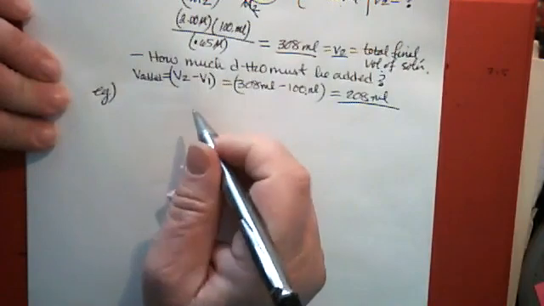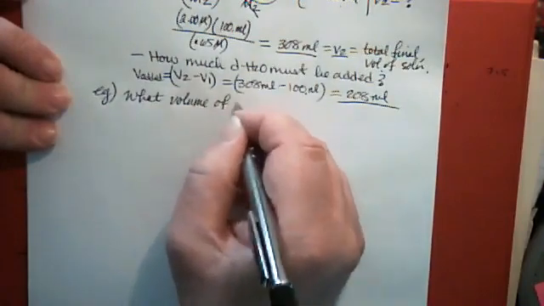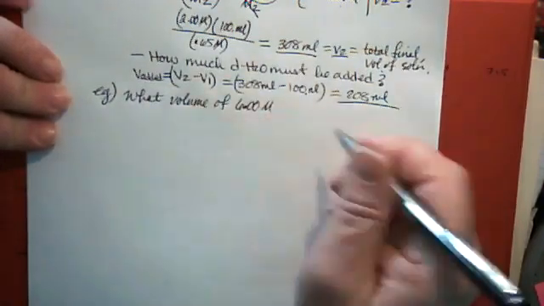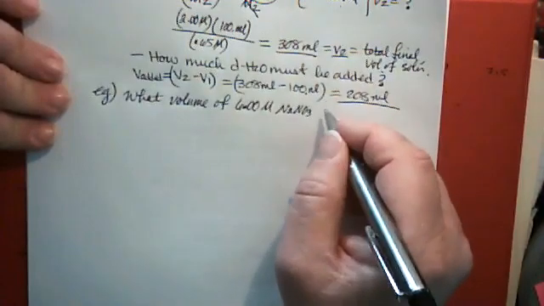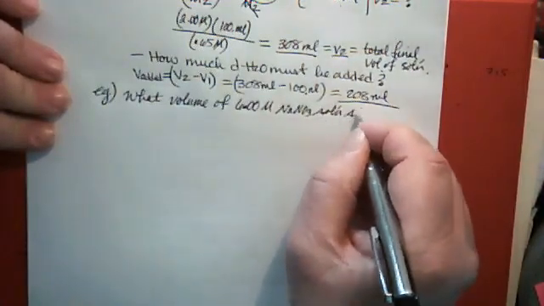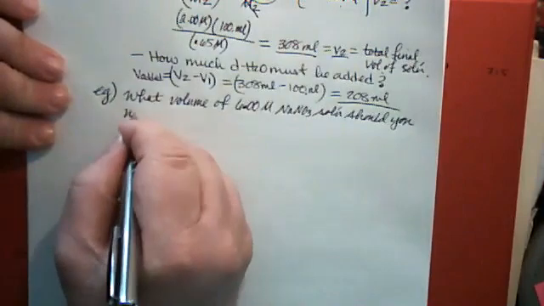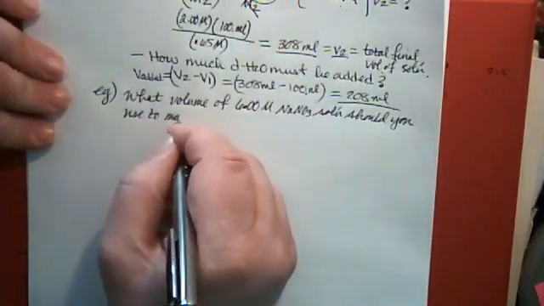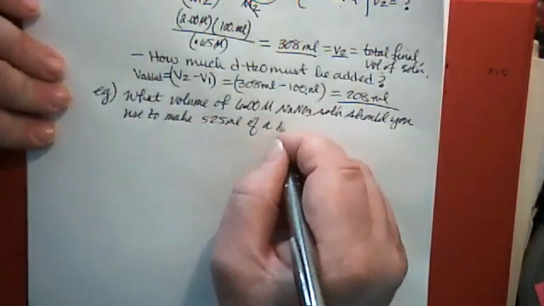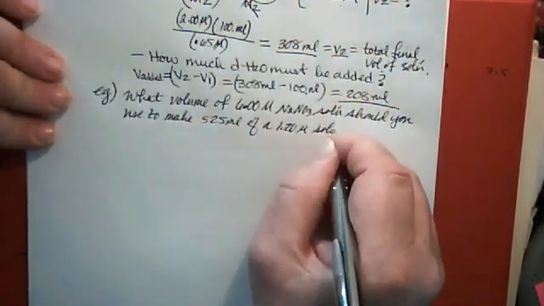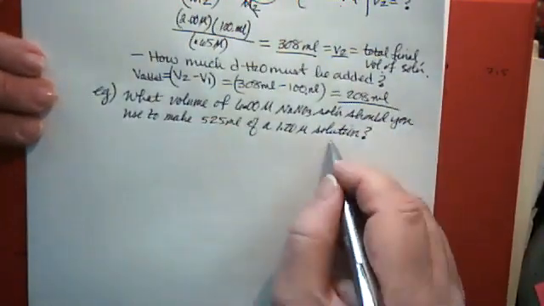For another example involving molarities, we could ask what volume of 6.00 molar NaNO3 should you use to make 525 milliliters of a 1.20 molar solution. So this is unusual in that V1 is actually the unknown.